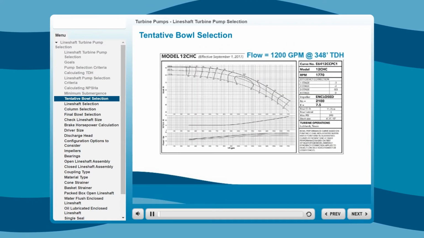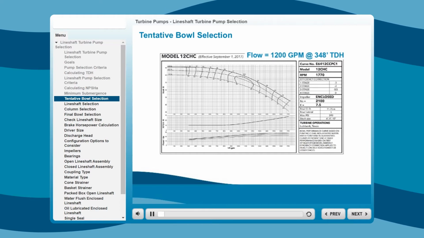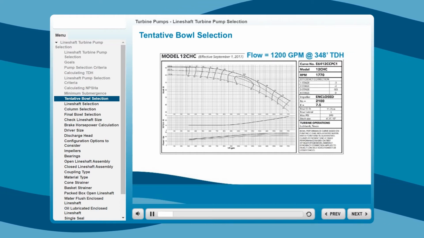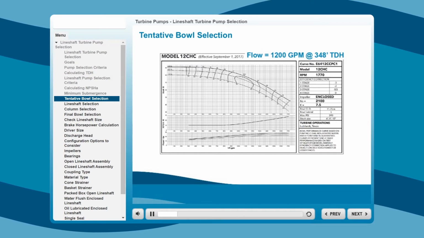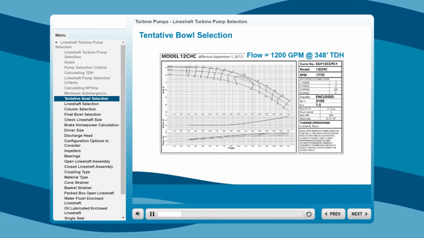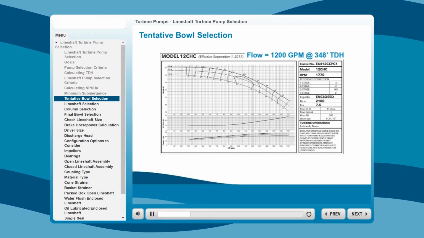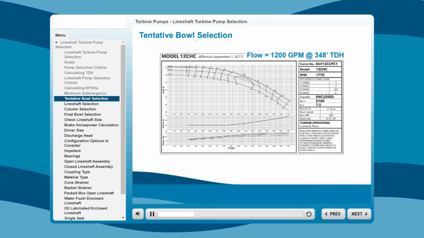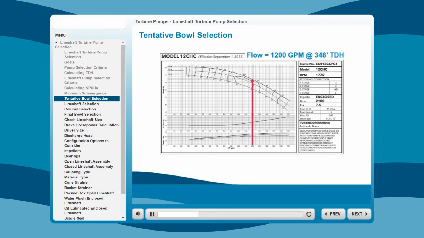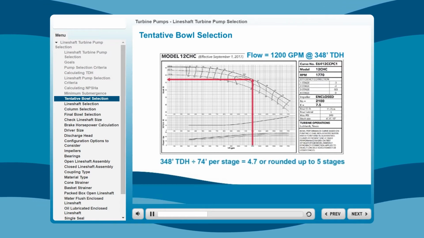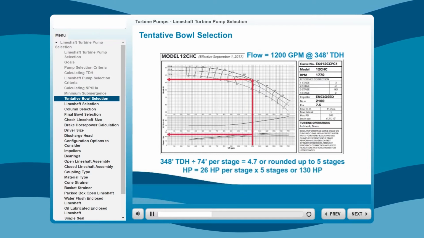There are several individual choices you must make based on the equations we've already covered and the manufacturer's published data. The first of those decisions is the tentative bowl selection. You want to select the best bowl assembly for capacity and head, pumping conditions, and well size. Curves are drawn per stage, so head per stage must be multiplied by the number of stages required.